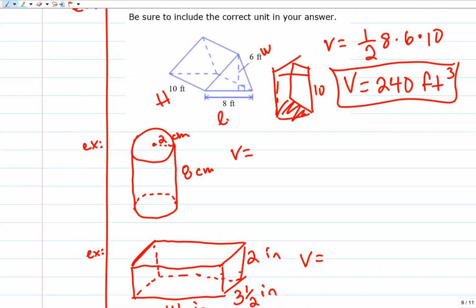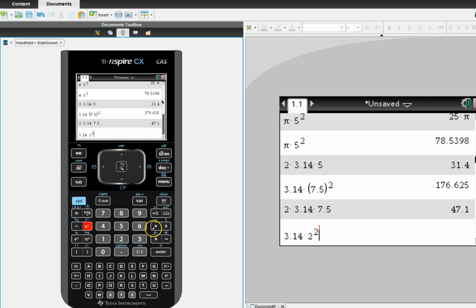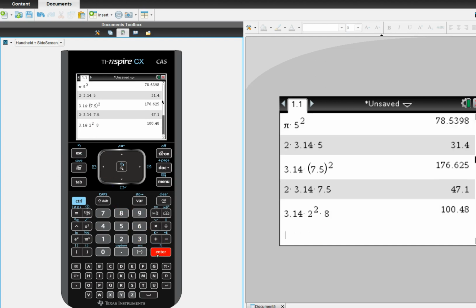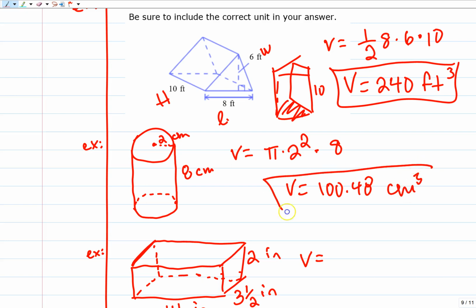What if it's a cylinder? The area of the base this time is a circle, so pi times r squared times the height of the prism. So 3.14 times 2 squared times 8, I'm not doing that one in my head. 3.14 times 2 squared times the height of the prism, 8, about 100.48 cubic centimeters to fill that object.